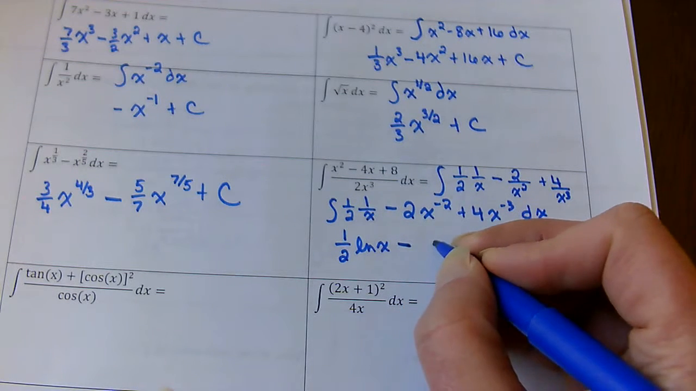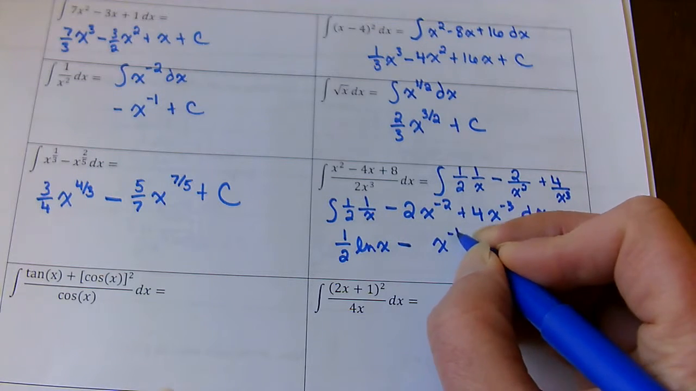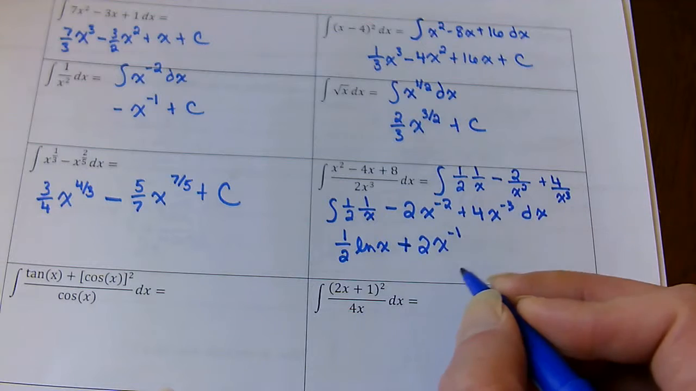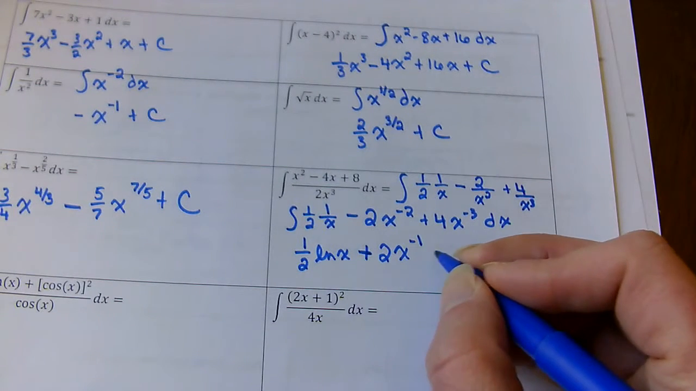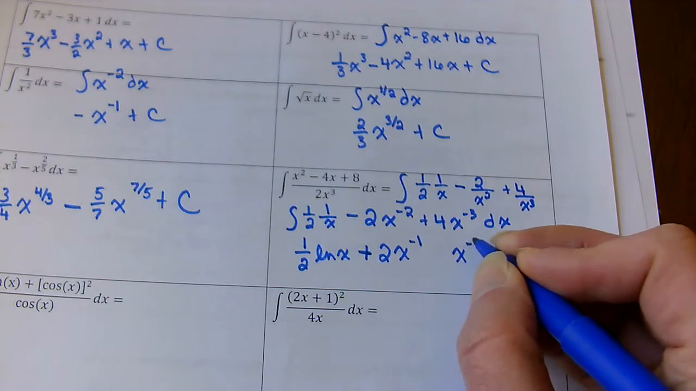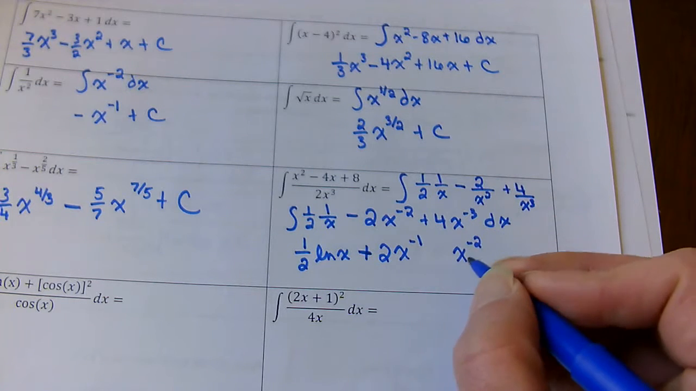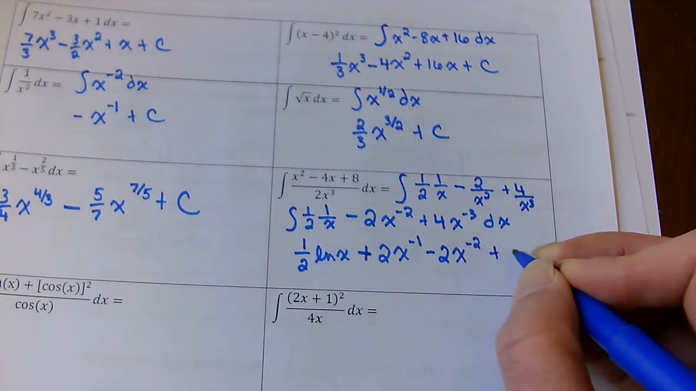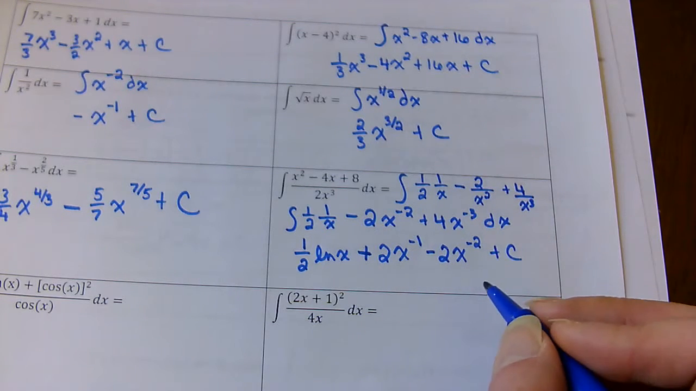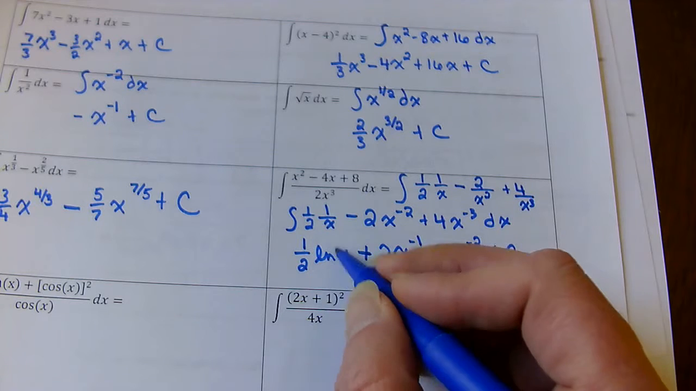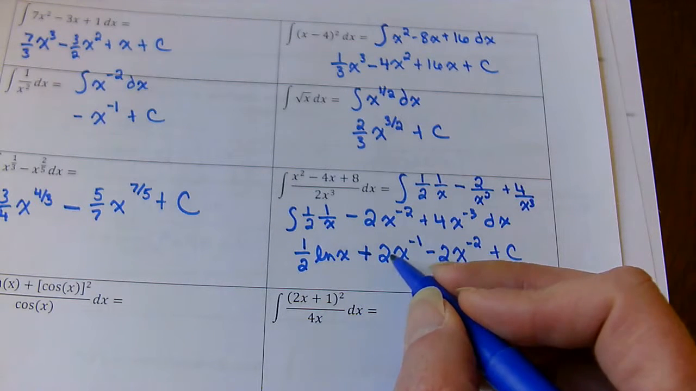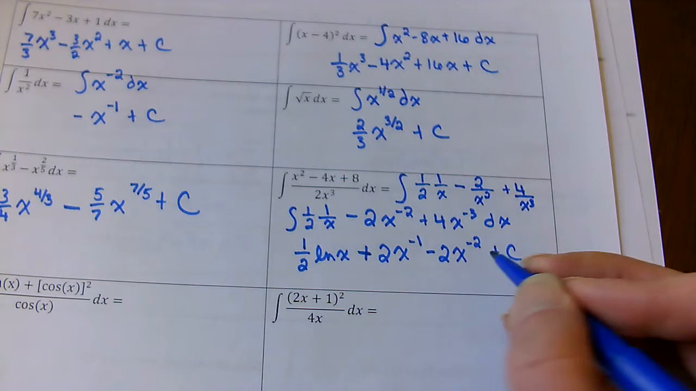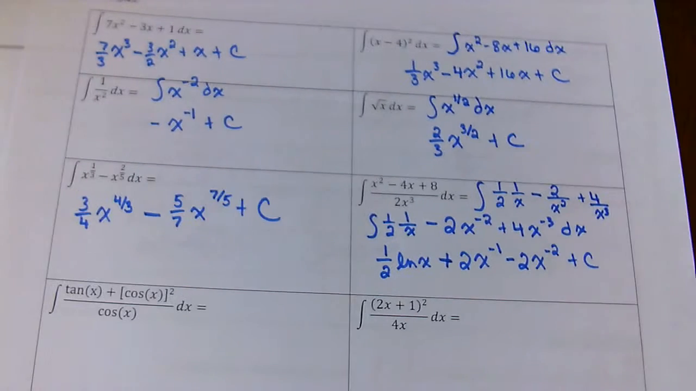Minus x to the, add 1, divide by the new exponent, it's going to turn it into a positive 2. Add 1, divide by the new exponent. Let's see if that works. If I take the derivative, I'm going to have 1/2 times 1 over x. Negative 2, x to the negative 2. Positive 4, x to the negative 3rd. It works.